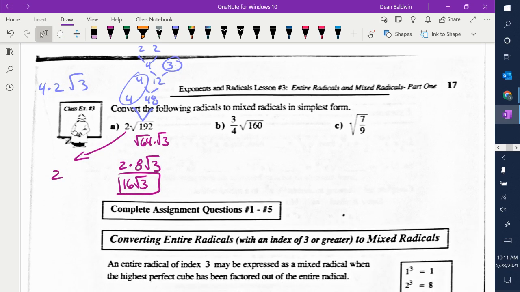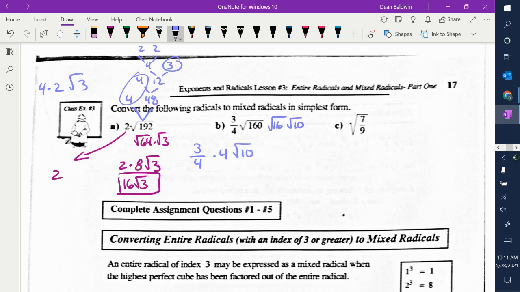The 3/4. Everybody freaks out when they see fractions. Don't worry about the 3/4 right now. We just write them off to the side. Deal with the 160. What is a nice number that multiplies to 160? Yeah, 16 and 10. What's square root of 16? 4. And the root 10 you can't do anything with.